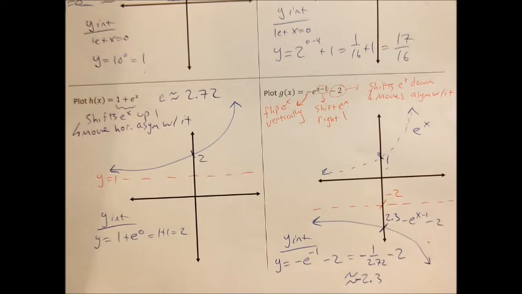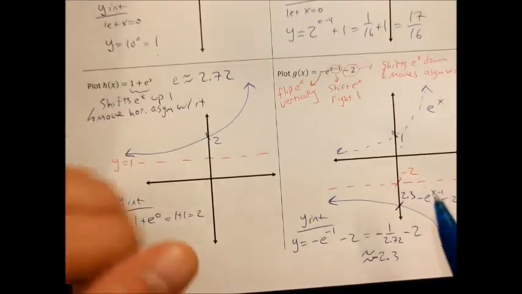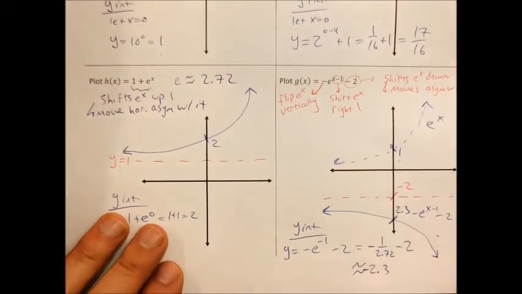Questions about that? And there's no x-intercept, right? There's no x-intercept because it's never going to get above this line. This asymptote's pinning it down below that line, and so there's only one y-intercept.